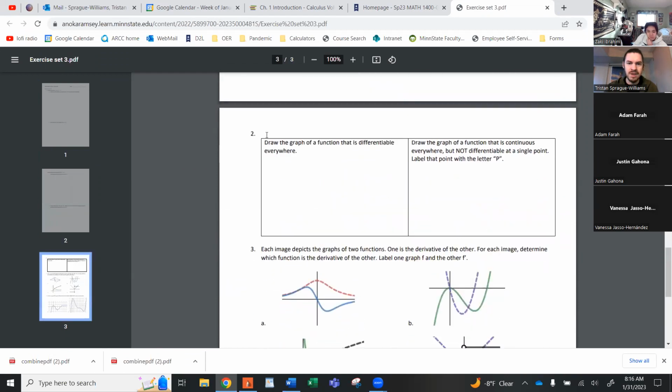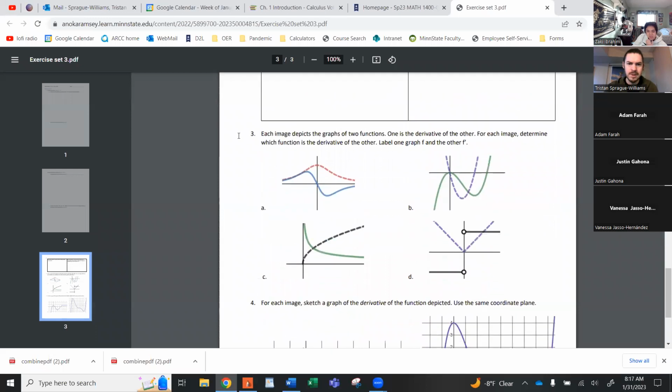Then the third page is all about graphing. I'll have to draw a couple of graphs. I'll explain this in a minute. This is recognizing which one of these is the function and which one of them is the derivative. It's kind of a fun exercise. One of these is the function f, and one of them is the derivative f prime, and you have to identify which is which.